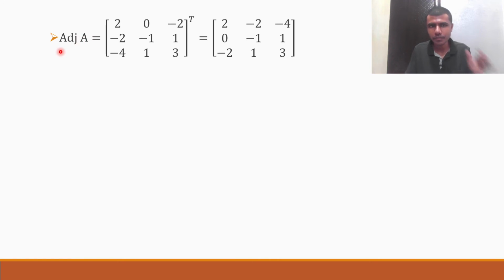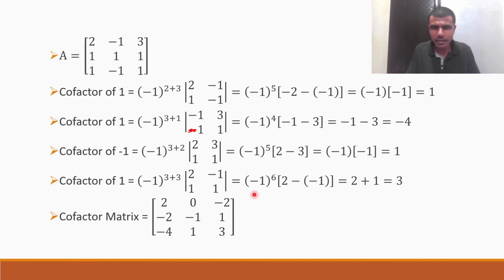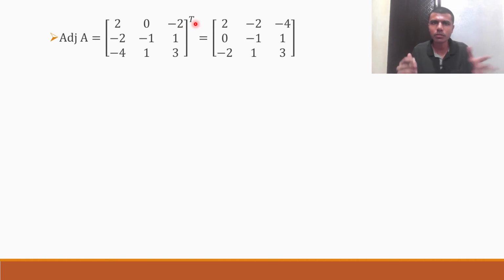Fine. So now let's come back. We got our cofactor matrix. Now adjoint A is nothing but the transpose of this cofactor matrix. We got this matrix, right? Now what is transpose? I hope you know, but if you don't, I'll tell. We write columns as rows. This first column, column 1, write it as row: 2, minus 2, minus 4. This second column, write it as the second row: 0, minus 1, 1. And the third column, write it as the third row: minus 2, 1, 3. This is my adjoint A.